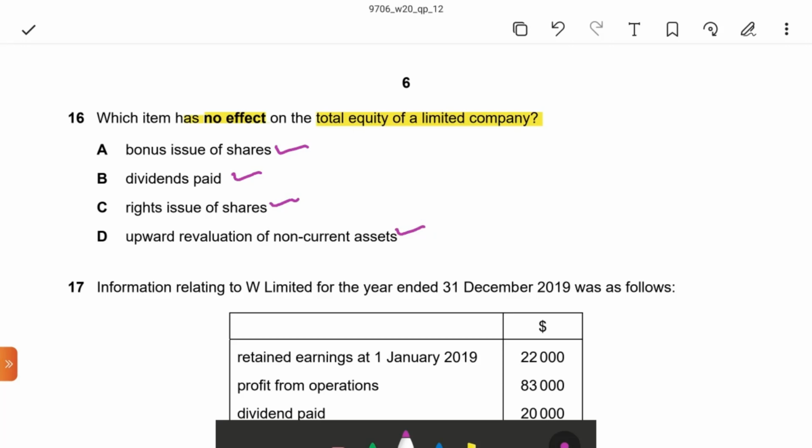Revaluation profit, or revaluation reserve, will go to the limited company's shareholders' fund. It will make changes. Right issue of share will increase the share capital. That also will bring changes in the limited company's equity. Dividend paid will decrease the retained earnings. So that will bring changes in the limited company.